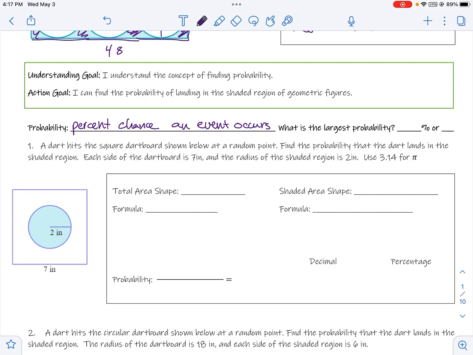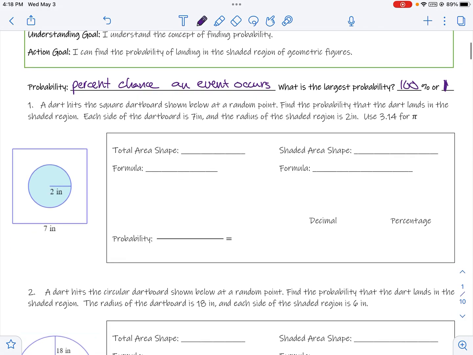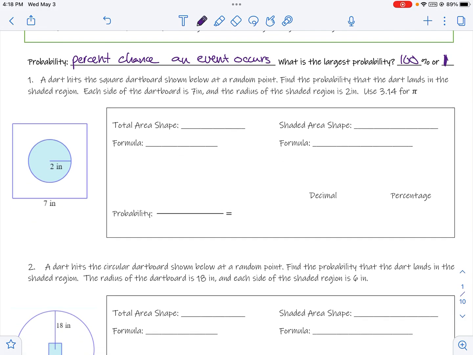The largest probability that we'll work with, I mean, you can't have a higher percent chance of something happening than 100%. Like, you can't say you've got a 120% chance of something happening. 100% is a for sure thing. Or if we wanted to display that as a decimal, that would technically be 1. If we move the decimal 2 to the left, that would be a 1. So it says a dart hits the square dartboard, as shown below, at a random point. Find the probability that the dart lands in the shaded region.